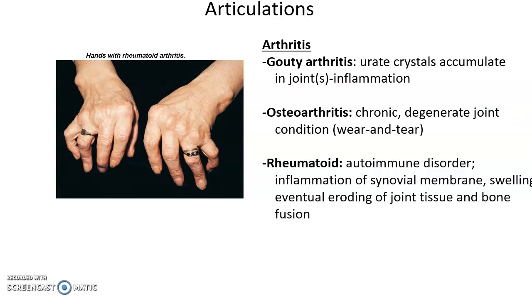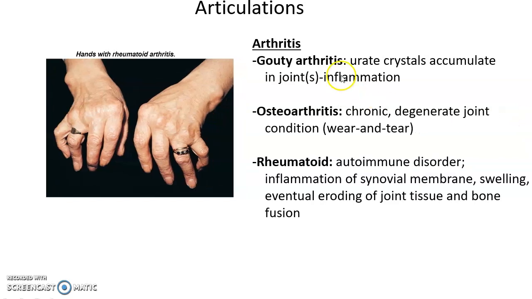But here are some kinds of arthritis. We have gouty arthritis, which is when urate crystals accumulate, leading to inflammation, very painful. Osteoarthritis, which is the common form of wear and tear. The joints just degenerate over time. And rheumatoid arthritis, which is an autoimmune disorder. The immune response attacks the synovial membrane, inflaming the joints, leading to swelling, causing bones to get popped out of place, and can even lead to fusion of bones.